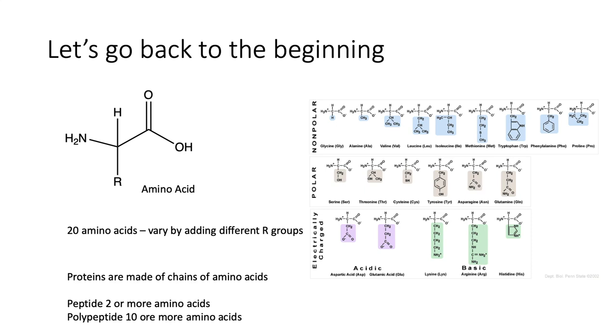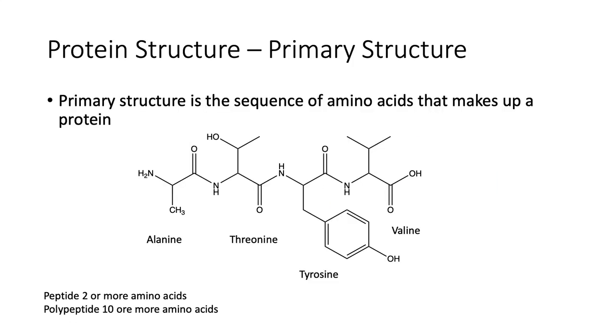And just a review of terminology. Proteins are made of chains of amino acids. A peptide is 2 or more amino acids stuck together. A polypeptide is when you get 10 or more amino acids stuck together. Once it gets to longer and longer chains of amino acids and they start folding up and having specific functions, that's when it becomes a protein. So if you hear those terms, that's what we're talking about.